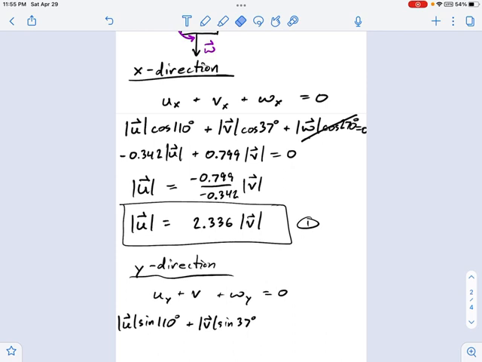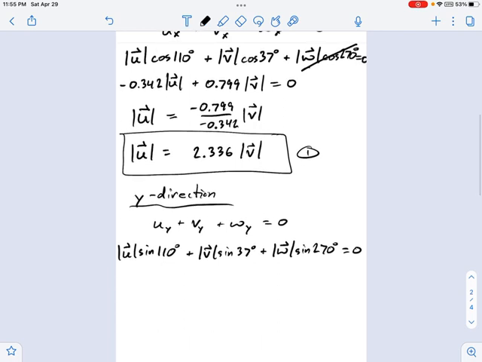And I just noticed I did not write y there. Let's get that fixed. Okay. Plus the magnitude of w times the sine of 270 degrees. It's going to work out very nice. And this is our force balance diagram right here. Well, let's do all the math here. Let's see, sine of 110 degrees. That's pretty big. That's 0.940 times magnitude of u. Plus sine of 37 degrees. That's not as big. That's 0.602 times the magnitude of v.